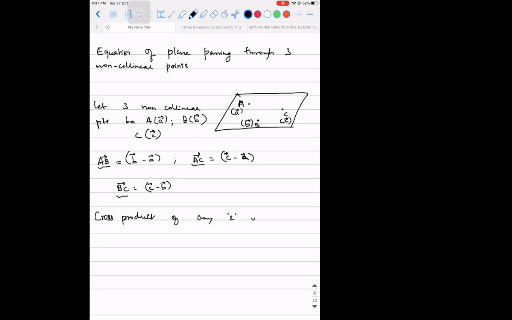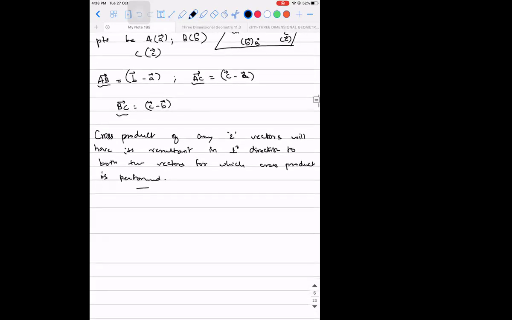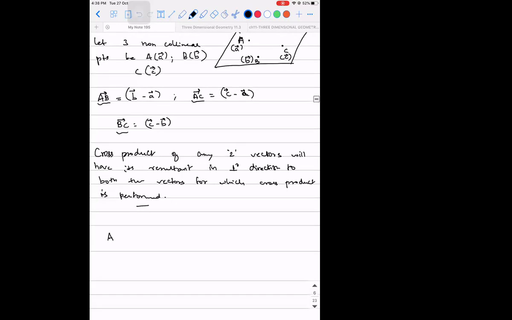Cross product of any two vectors will have its resultant in which direction, guys? In a perpendicular direction to whom? To both the vectors for which the cross product is performed. Okay. Now see, from this can I conclude that AB vector cross AC vector is perpendicular to the plane? Yes or no?